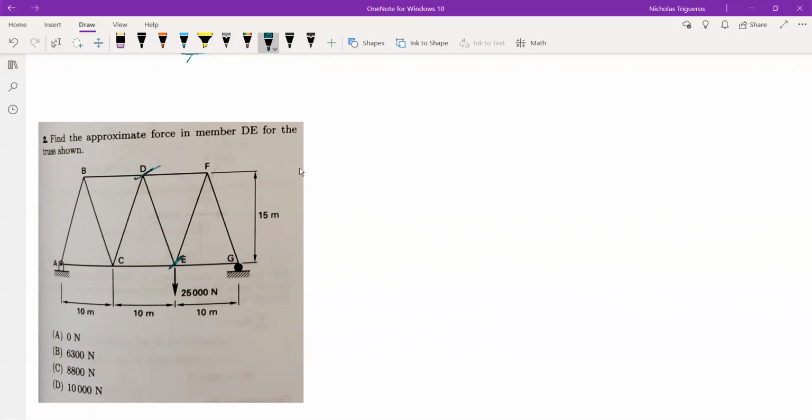I don't remember method of sections much. Method of sections is a little more complicated. Okay, well, since it's going onto this side, we're likely dealing with this right half of the truss. We're probably gonna want to cut this thing right here.